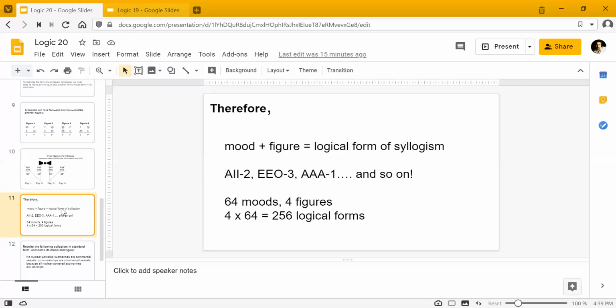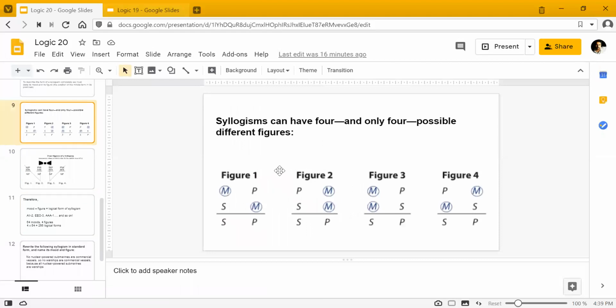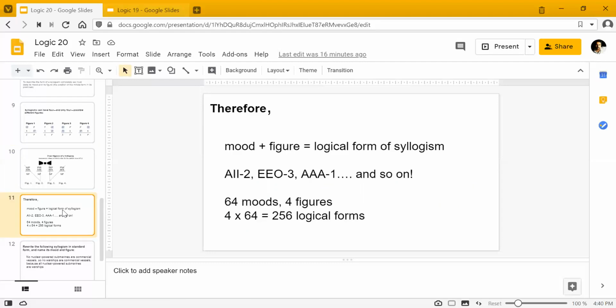And what is the logical form? This is the logical form. So you have the mood and then you have the figure. So यानी कि if you have the mood, for example AII, then AII2 would mean an argument जिसके अंदर figure 2 use हो रहा है, यानी कि predicate term major premise में पहले आ रहा है, फिर middle term आ रही है, फिर subject term है, फिर middle term है. ठीक है. So this is how you figure out what the logical form of a syllogism is.